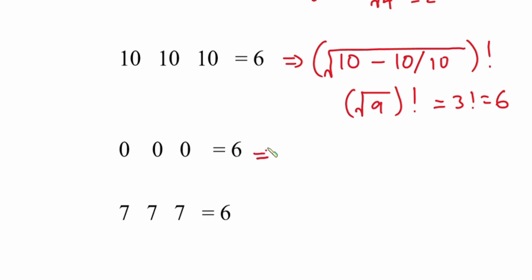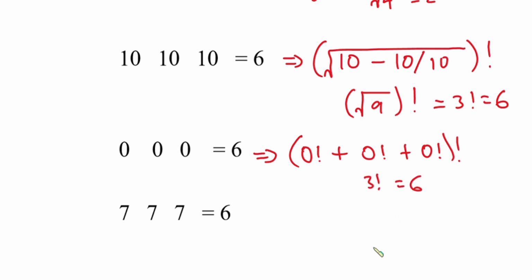Then the next one, we have 0, 0, 0, as you saw from the thumbnail. So I'm going to write it here. We know that 0 factorial is 1, so I'm going to write 0 factorial, 0 factorial, 0 factorial. And then the next is to add them. So we have 1 plus 1 plus 1, which is 3, and then factorial. So we're going to have 3 factorial, which is equal to 6.